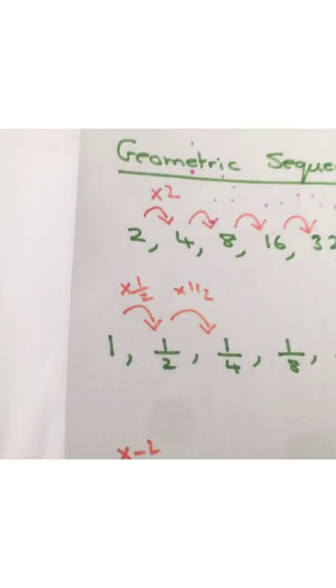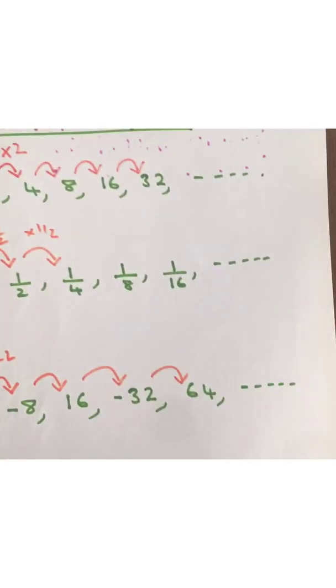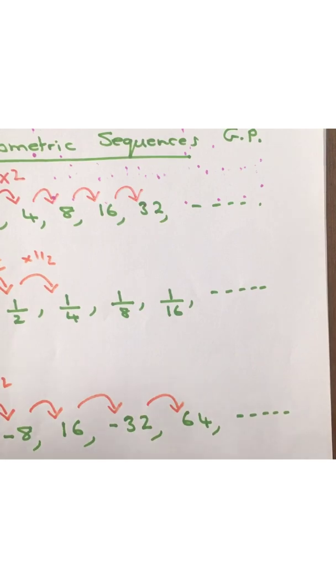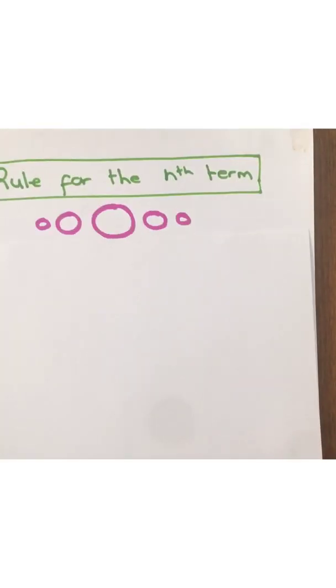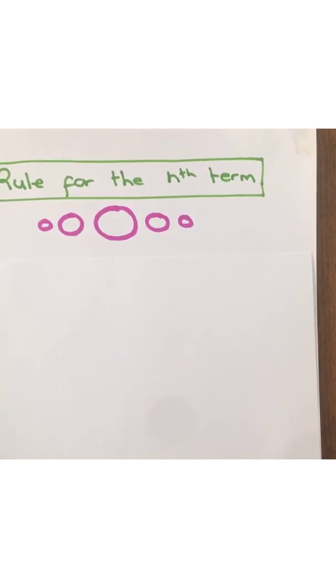So what is a geometric sequence? A geometric sequence is any sequence where you go from one term to the next by multiplying by a common ratio. We call the number you're timesing the common ratio R. Let's look at how we write down the rule for the nth term of a geometric sequence.